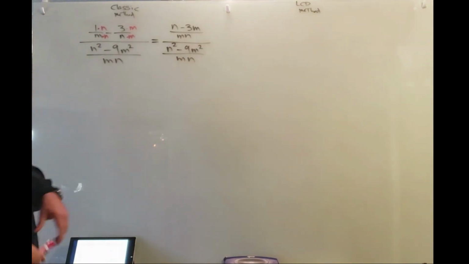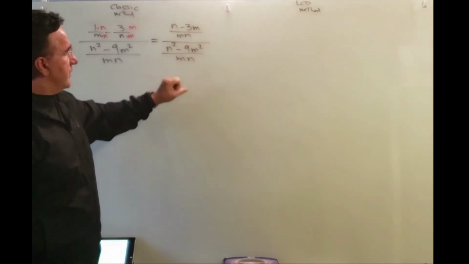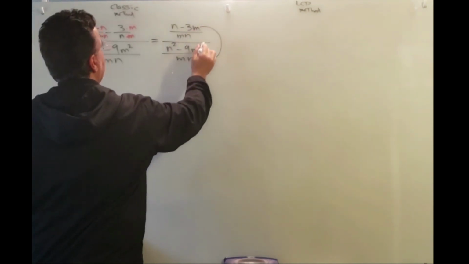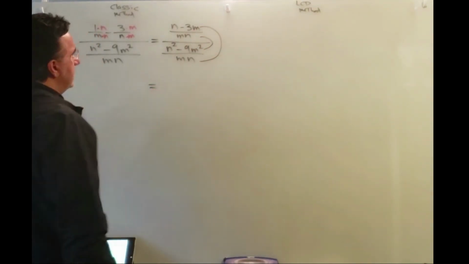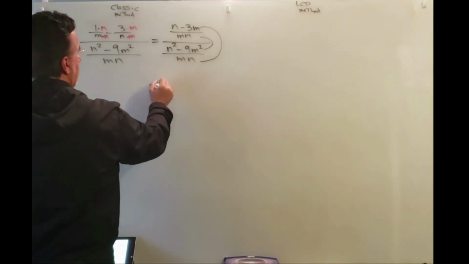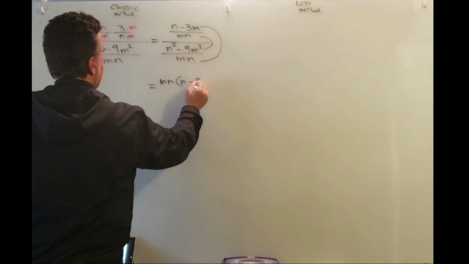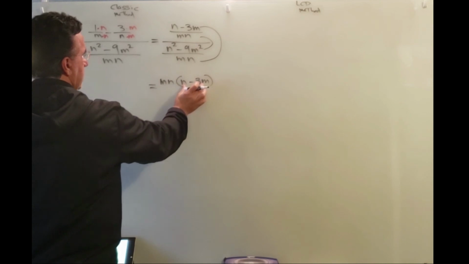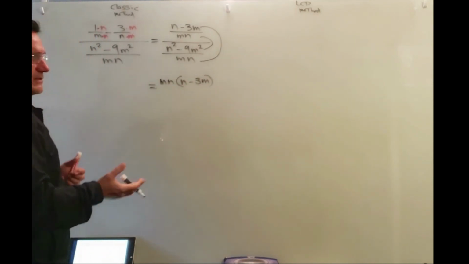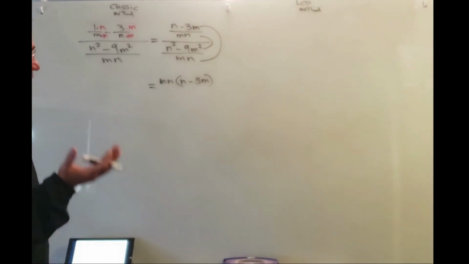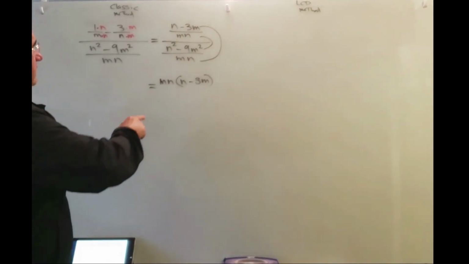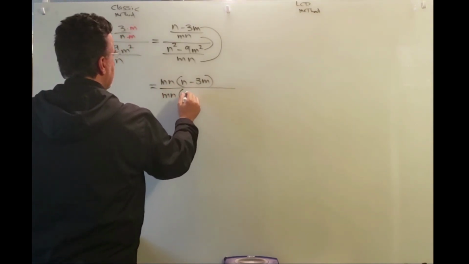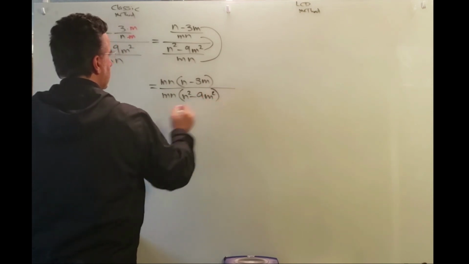Okay, so now notice we have just one fraction over one fraction. So now we can go ahead and do the outer product over the inner product trick. So we end up with mn times n minus 3m. Doesn't matter whether you write mn times n minus 3m or n minus 3m times mn. Makes no difference. Multiplication is commutative. That means the order of multiplication does not matter. Downstairs we have mn times n squared minus 9m squared.